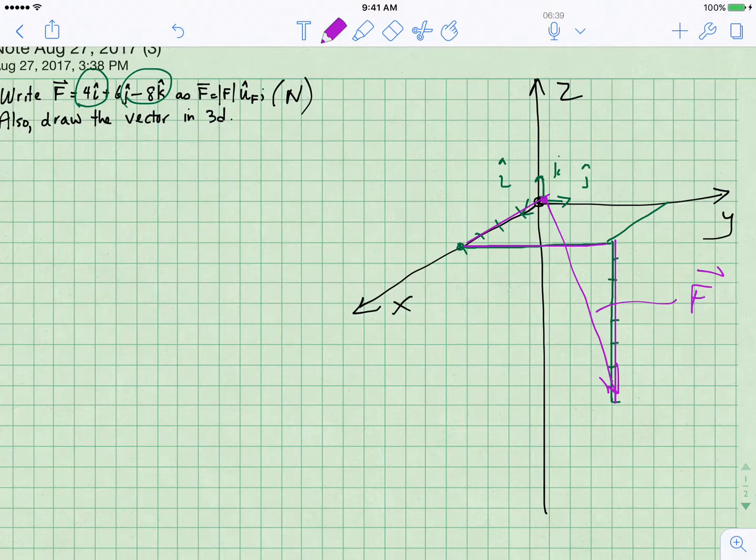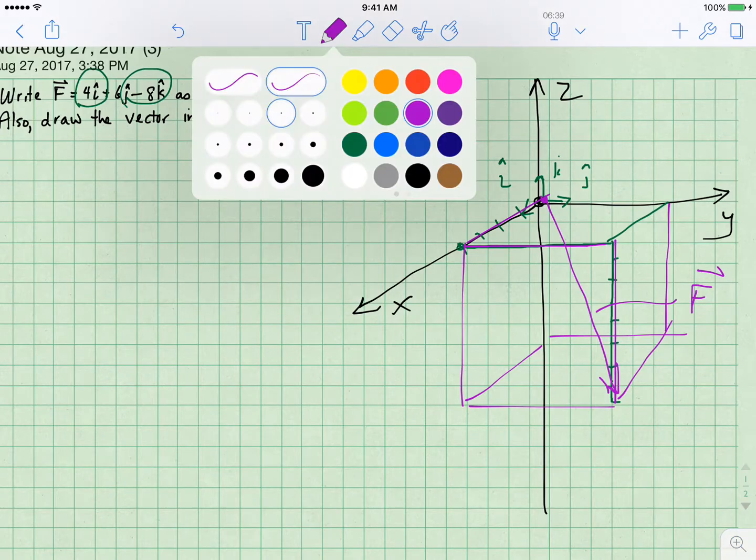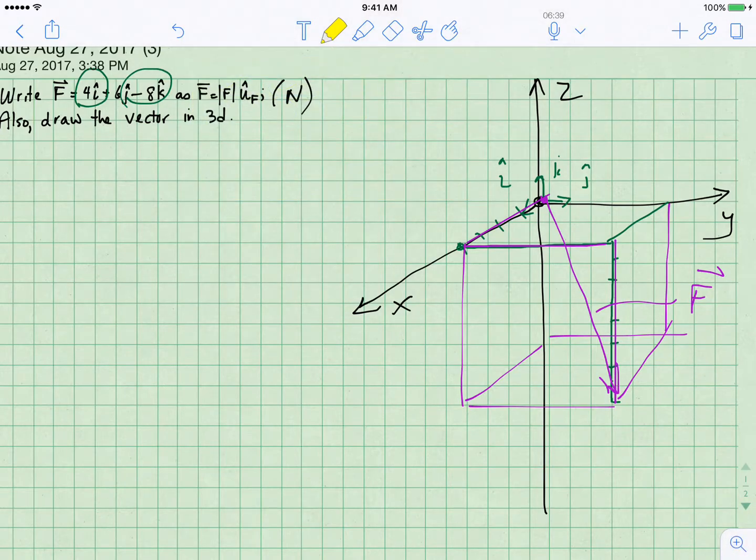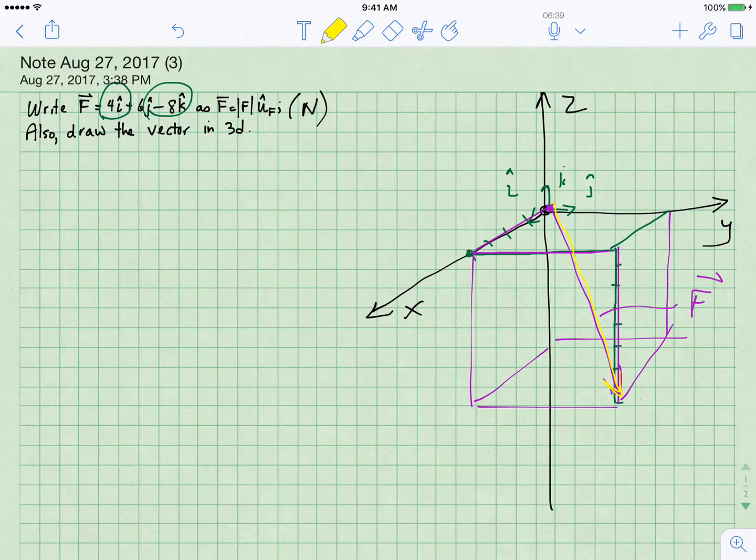I think it helps visualize this to complete the rectangular box, so I'm going to quickly do that. And that helps you, I hope, see in 3 dimensions that this force vector, and I'm going to highlight it, is going out along that direction. All right, we've drawn it, so let's do the math now.